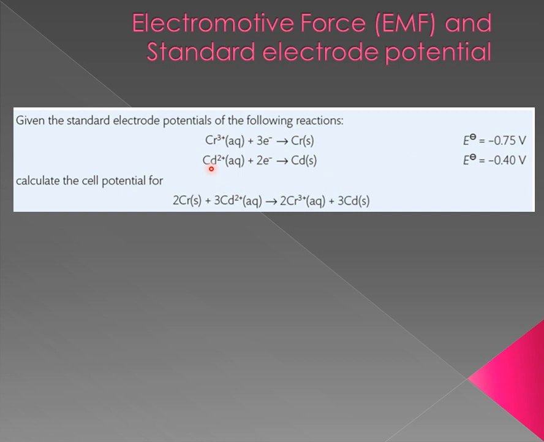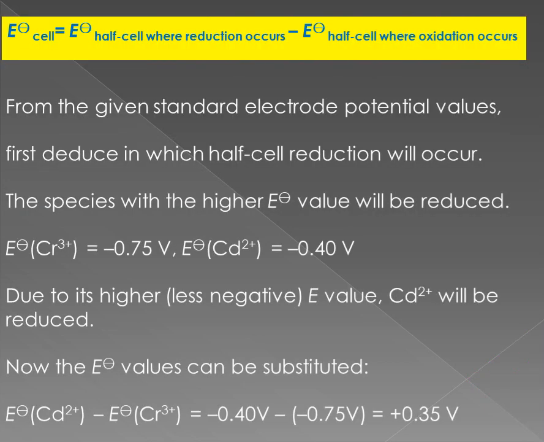And we also have cadmium and its standard electrode potential. Calculate the cell potential for chromium metal plus cadmium ion to give chromium ion plus cadmium. So the answer: to calculate the standard cell potential, it's equal to the standard electrode potential of the half cell where reduction occurs. Reduction always happens at the cathode.